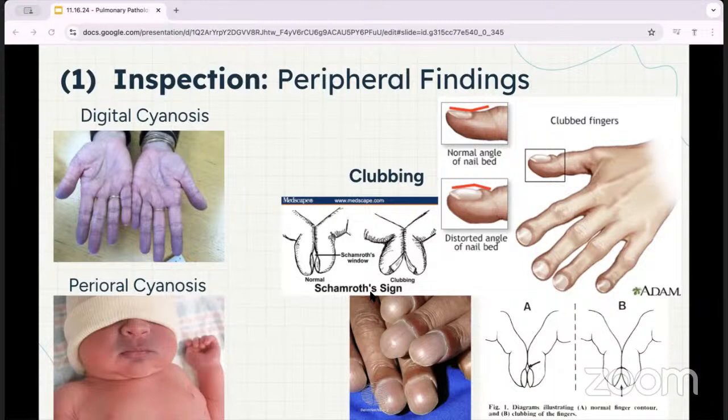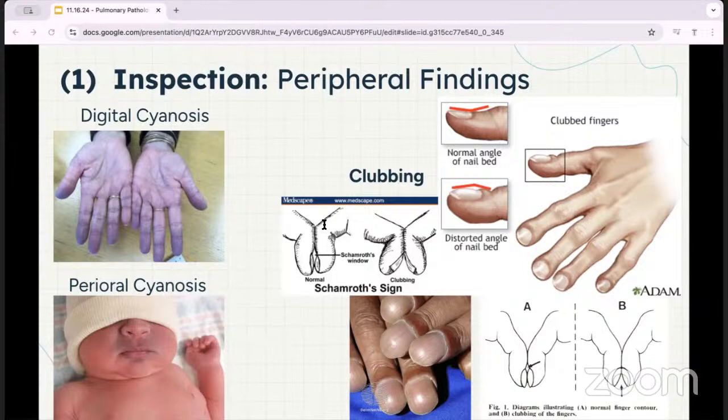And if you see a window, called Shamroth's window, then that means your nails are normal. You're not clubbing. You can do it on yourself, and you're probably fine unless you have an underlying lung condition. But if you do not see a window, if there is a contour like this, and the fingers touch each other like that, and there's no window, then that patient might have clubbing. Clubbing is often caused by chronic hypoxemia, which means low oxygen levels over a long period of time. You'll see it in conditions like chronic lung disease or heart defects.